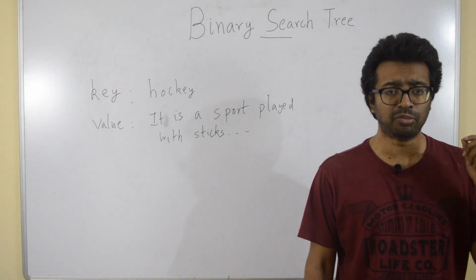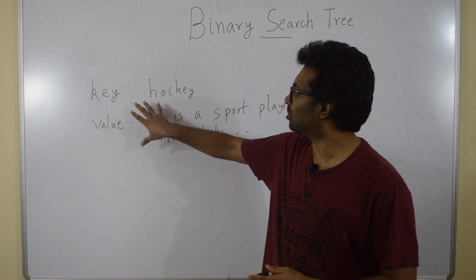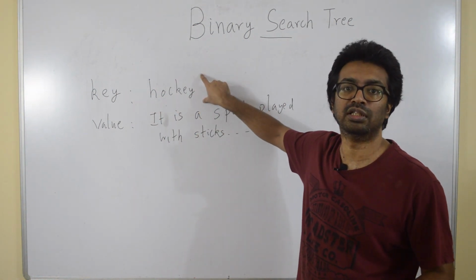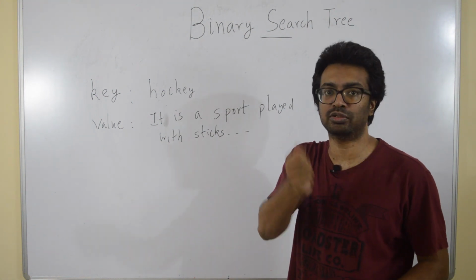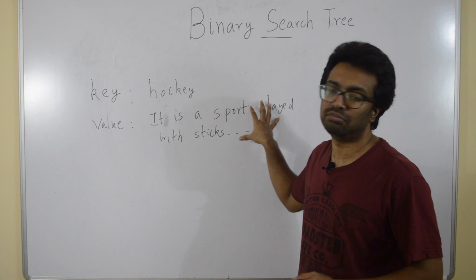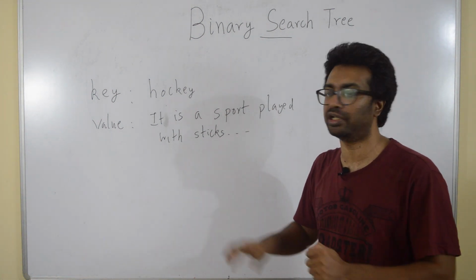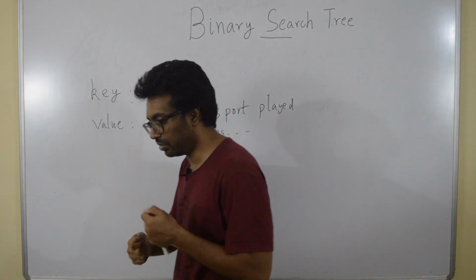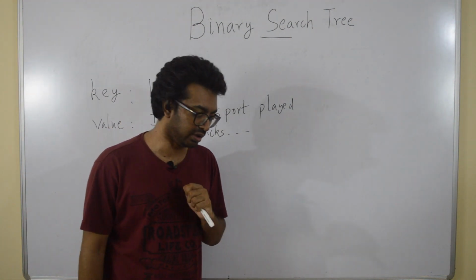The most important thing we are going to use is the key, because the value can be anything, right? What we are going to search for is the key. Hockey is what we are going to search for. That's the crucial thing. The value could be anything, so we are not interested in how to manipulate the value. We are interested in how we store the key, because that's where we are going to search. Searching for the key is the most important thing.